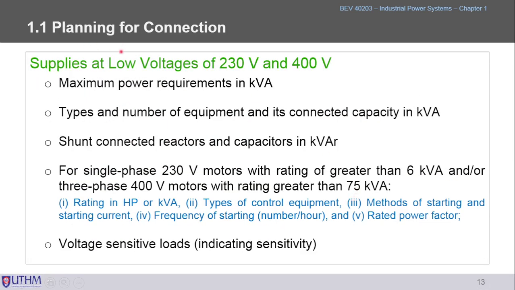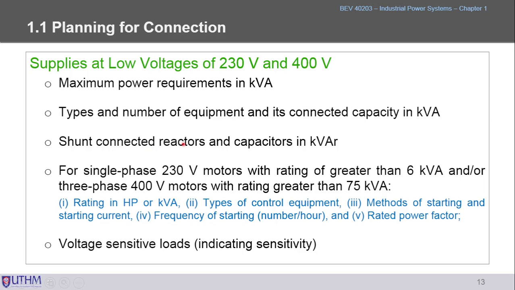And when we're planning for the connections, we need to bear in mind, okay? We plan for low voltage or medium voltage. Let's say in our factory we have medium voltage and we have low voltage side. So for the low voltage side, what is the consideration you need? Number one is the maximum power requirement in kVA. That means you have to gather all the loading in kVA. Then the types and the number of equipment.